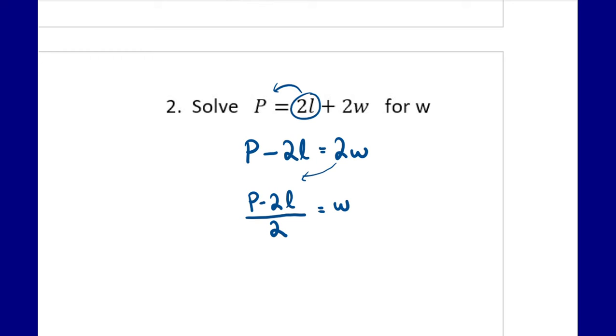So when we move something to the other side, it does affect everything on the other side. That really only applies for the multiplying and dividing. We want to be careful of that when we move things to the other side.